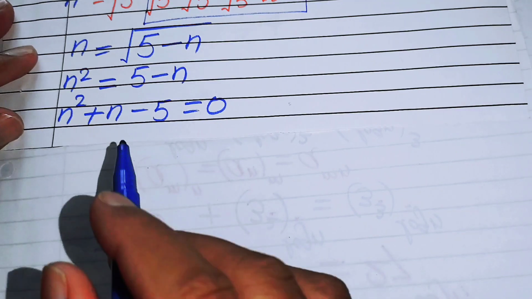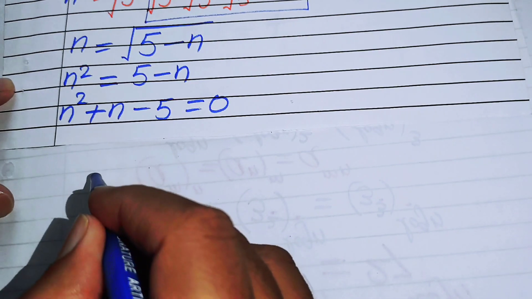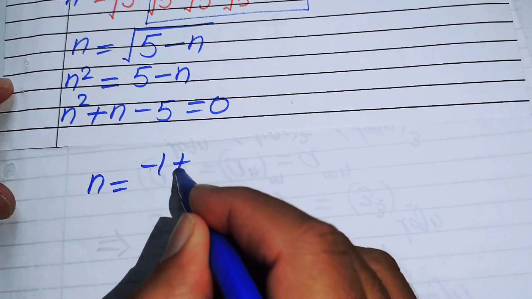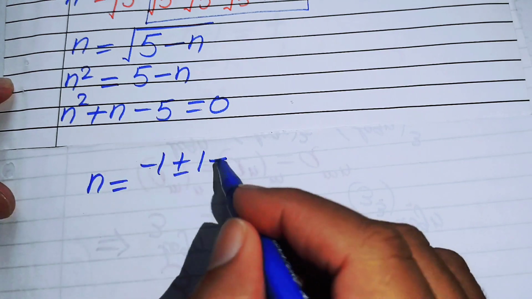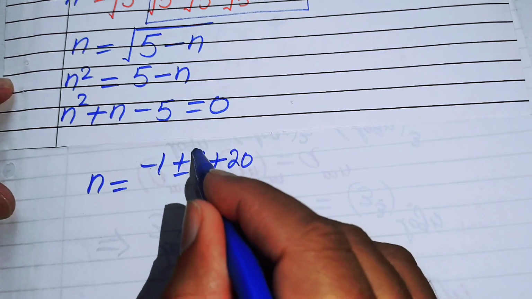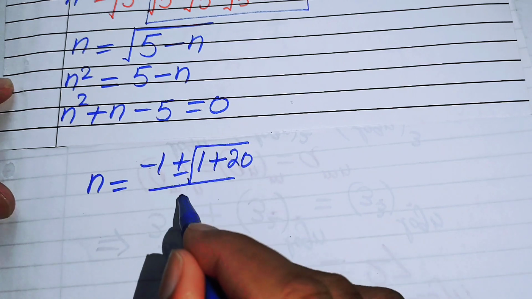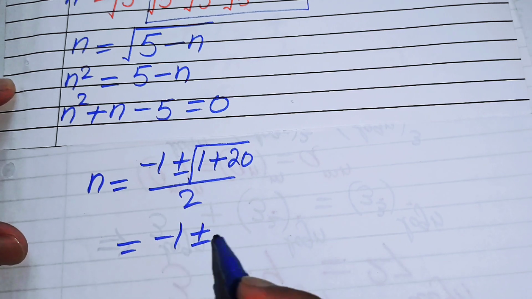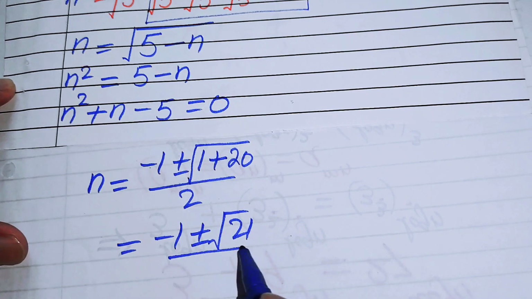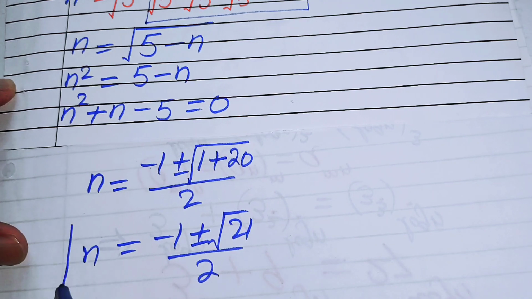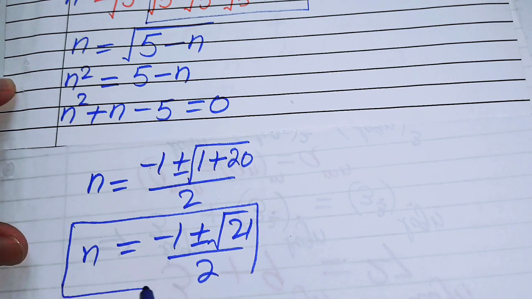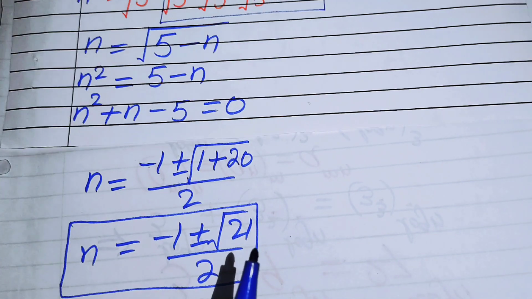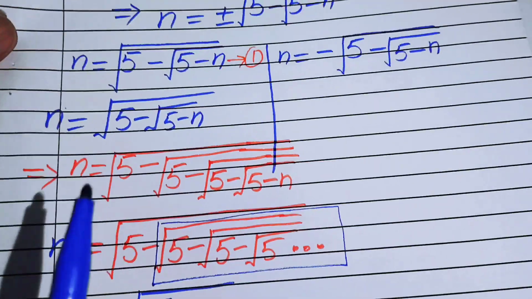So it becomes a quadratic equation. Now we solve this quadratic equation by using the quadratic formula, and you get n equals minus b plus or minus the square root of b squared minus 4ac, where 4ac equals minus 20, all over 2a, and 2a equals 2. So here you have n equals minus 1 plus or minus the square root of 21, over 2. So these are our first two real solutions of this problem. And now in order to find the other solutions, we will solve the second case.